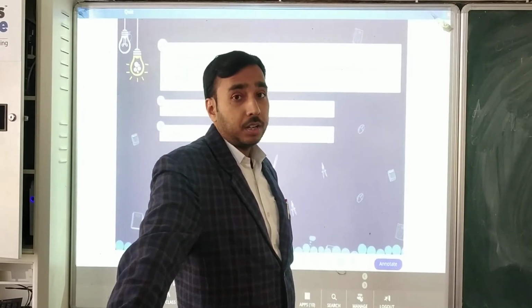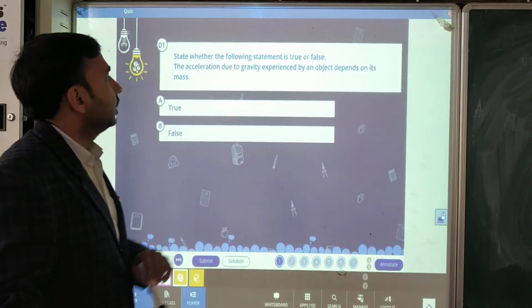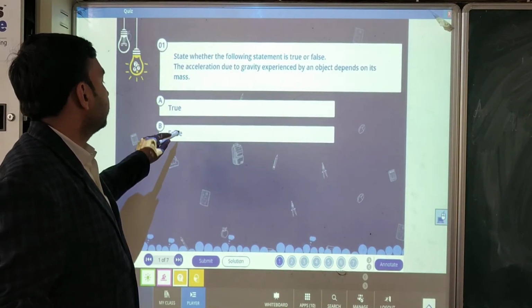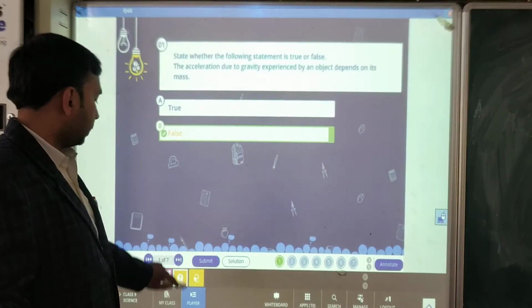It depends only on the mass of the planet, not the body. And therefore, the statement is a false statement. So if you submit this, you can see that it is the correct answer.